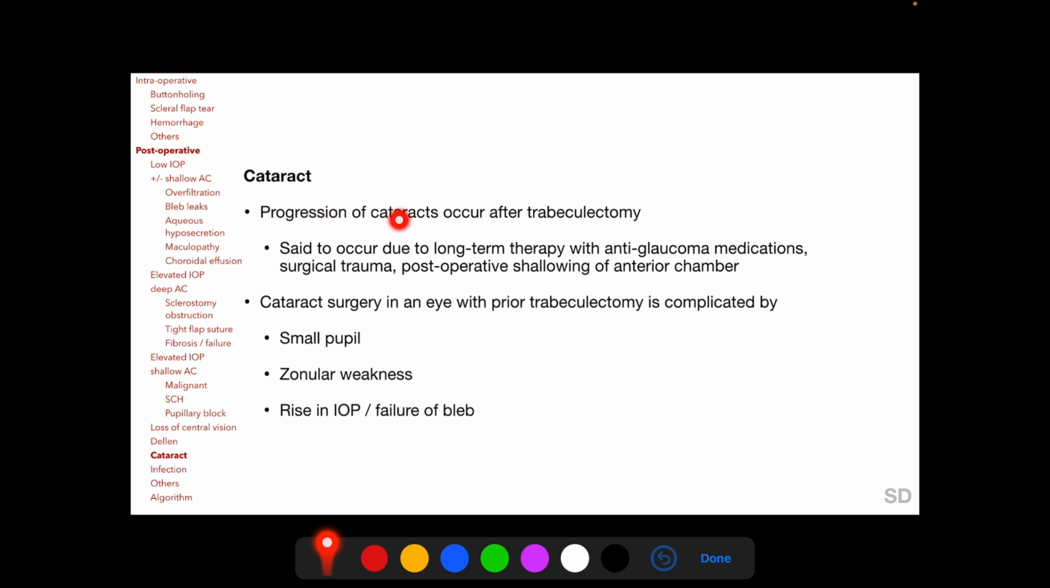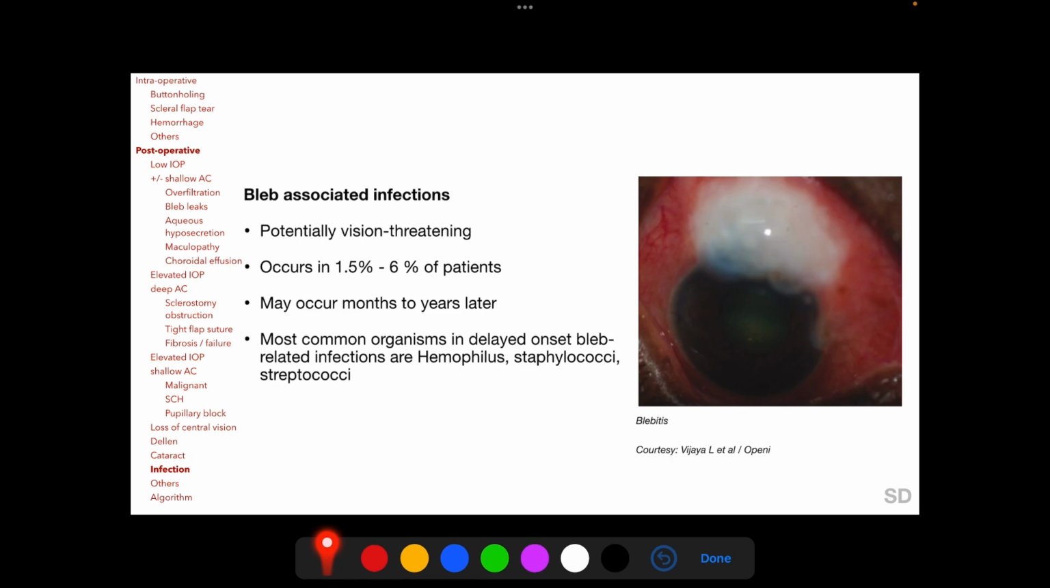Progression of cataracts is known to occur following trabeculectomy and can occur due to long-term therapy with anti-glaucoma medications, surgical trauma, and post-operative shallowing of the anterior chamber. Cataract surgery in an eye with prior trabeculectomy is complicated by small pupil and zonular weakness, particularly in patients with pseudoexfoliation, and by rise in intraocular pressure and/or failure of the bleb following the cataract surgery.